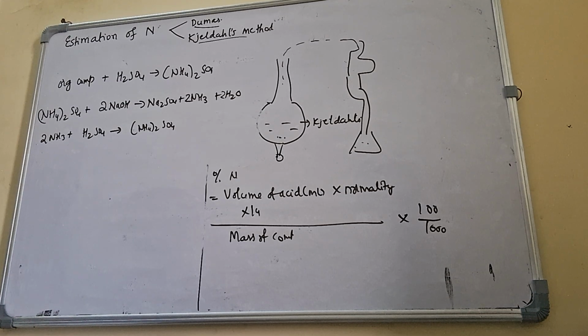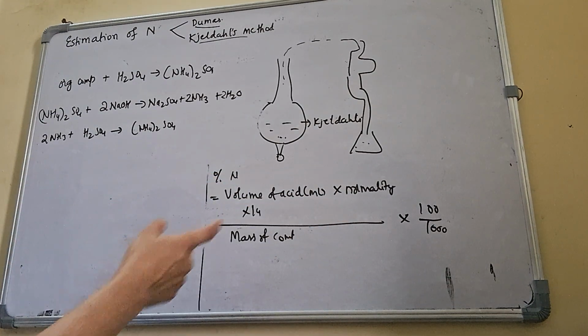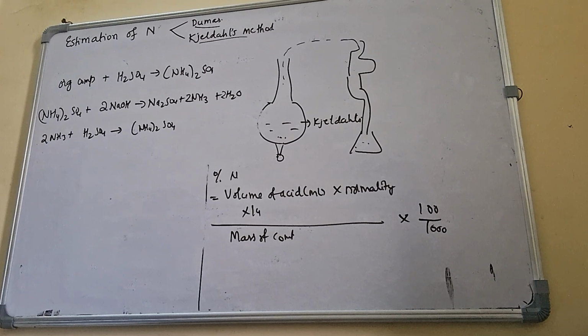So from that you are going to calculate your percentage nitrogen. Basically, you calculate the volume of acid into normality into 14, which is the atomic mass, divided by the mass of the compound, into 100 by 1000. You can write it as 1 by 10, but in case you are wondering why, the multiplication by 100 is because you want to express it as a percentage, and dividing by 1000 is that conversion.